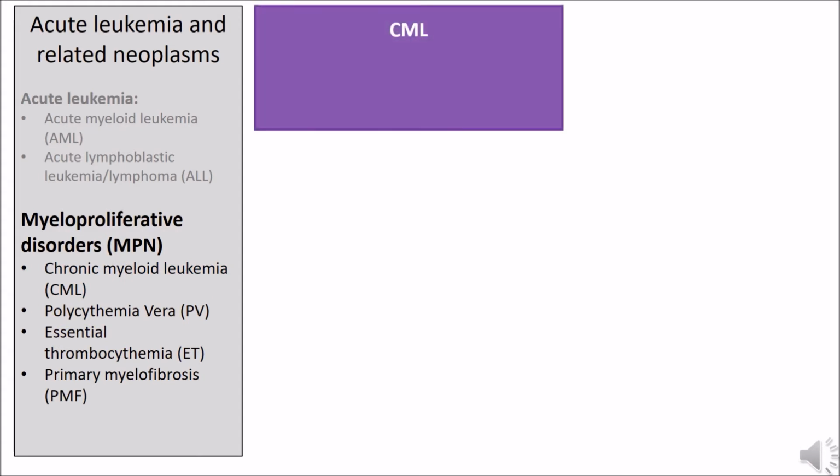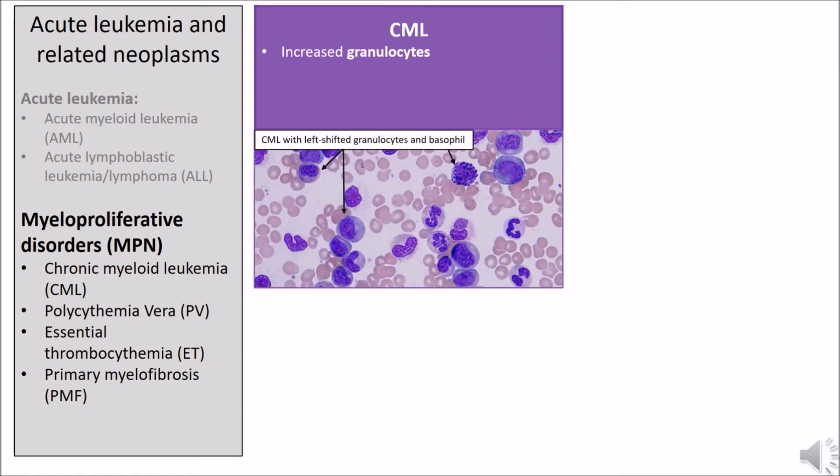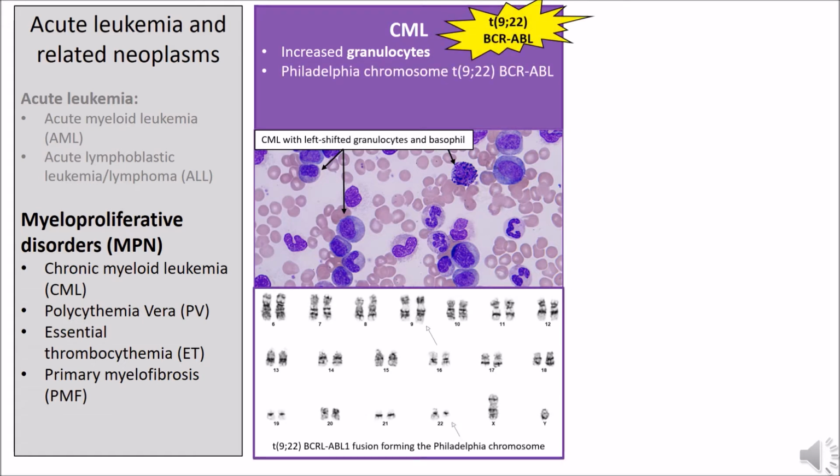Chronic myeloid leukemia is characterized by proliferation of granulocytes, resulting in an abundance of more immature forms spilling into the peripheral blood, such as promyelocytes, myelocytes, and metamyelocytes, producing a left-shifted leukocytosis, often with increased basophils. The characteristic translocation is translocation 9;22, creating the BCR-ABL fusion gene and forming the Philadelphia chromosome.